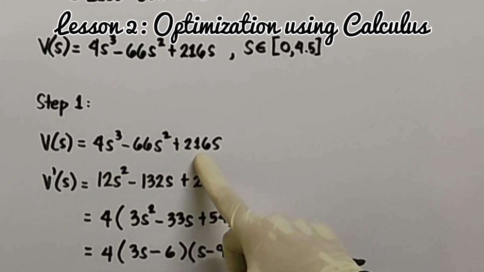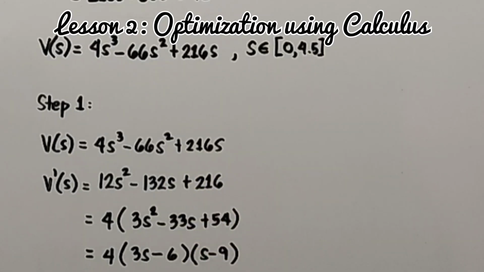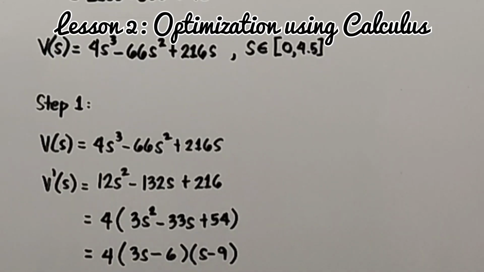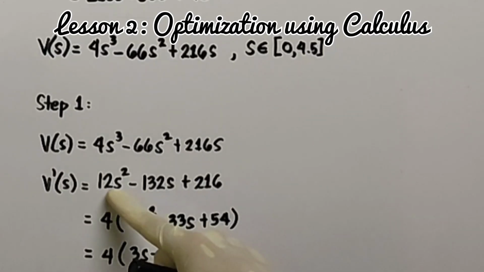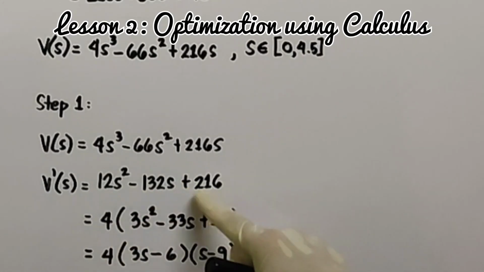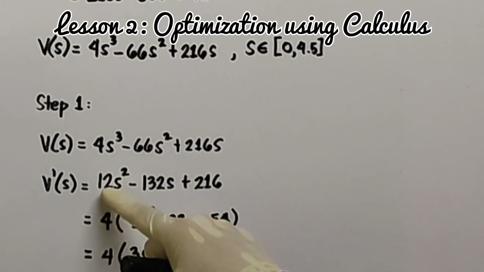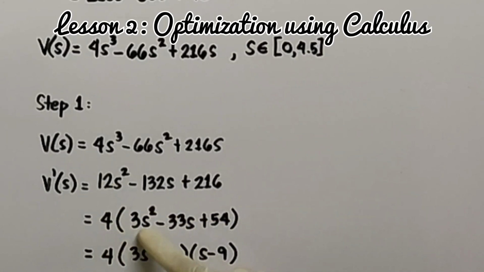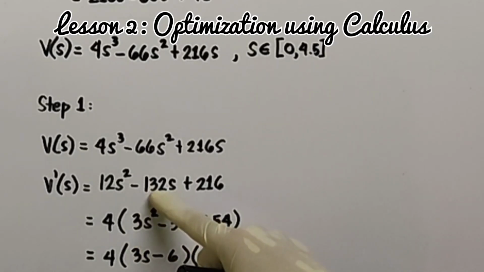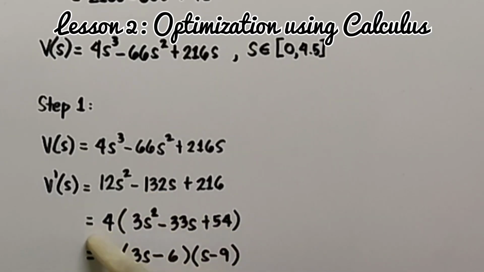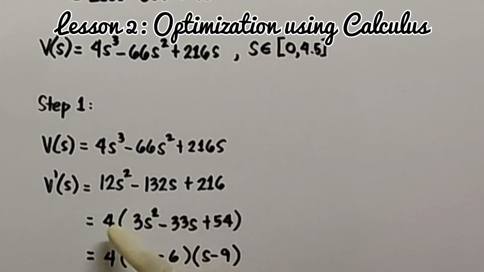So this is the function v. The first derivative is 12s squared minus 132s plus 216. We will now factor the common factor. The common factor of these terms is positive 4. So we have 12s squared divided by 4 is 3s squared, negative 132s divided by 4 is negative 33s, and positive 216 divided by 4 is 54.